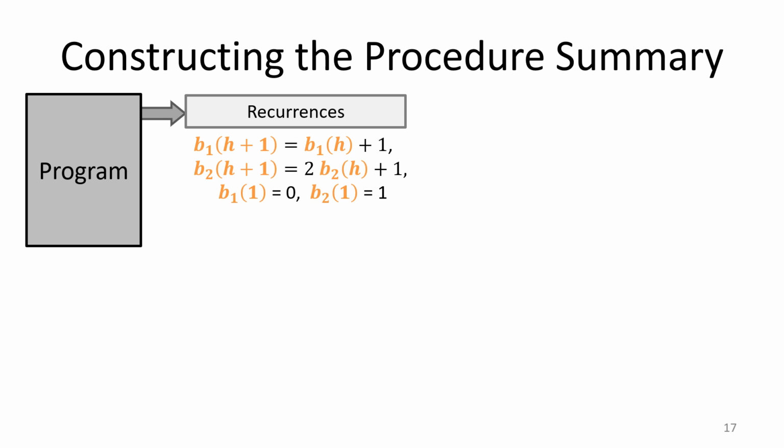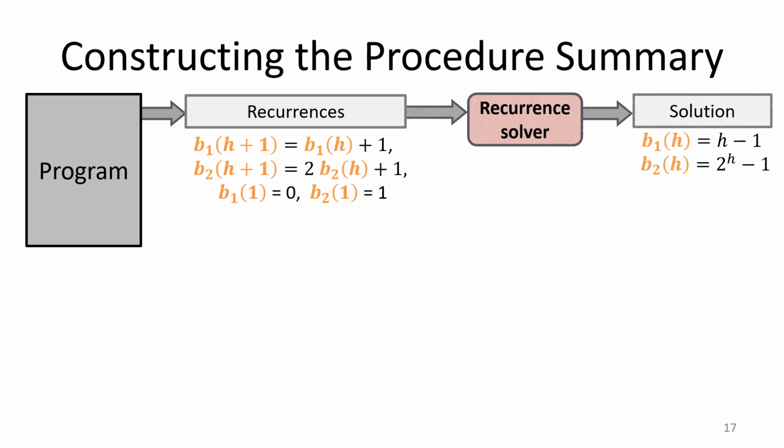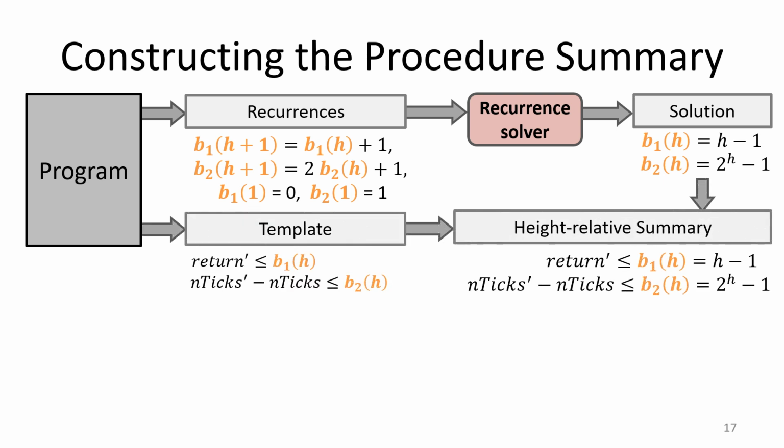Now that we have recurrences, we just have to do a few more steps to produce the final procedure summary. First, we give the recurrences and the initial condition to a recurrence solver to obtain a closed-form solution. For that purpose, we can reuse a recurrence solver that was used in past recurrence-based invariant generation techniques. We then substitute the solution back into the template to produce a height relative summary, which relates the procedure's pre-state and post-state to the height of the tree of recursive calls.